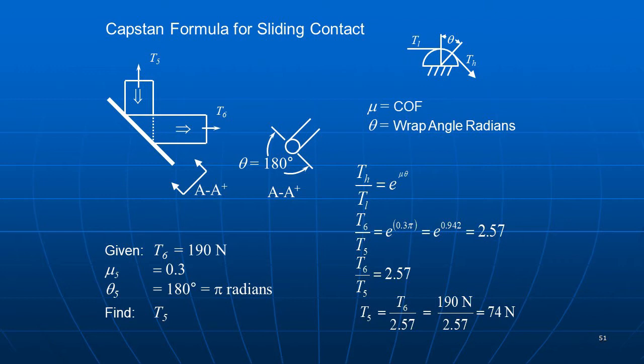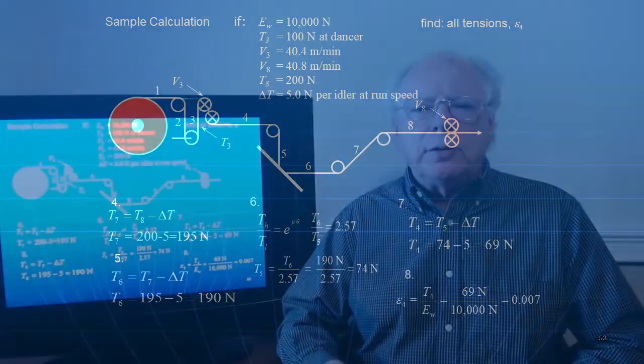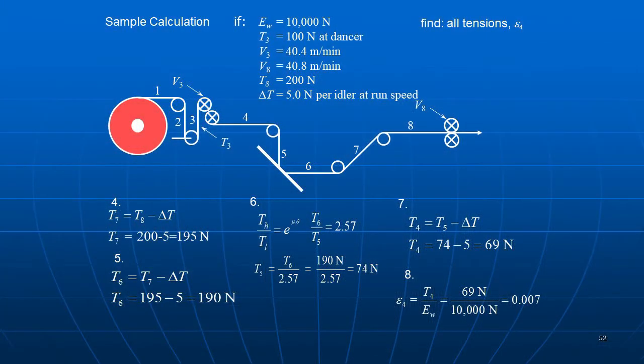And so we've lost almost 120 newtons of tension sliding the web over that turn bar. So definitely idlers are much better, with lower drag than sliding contact. If we go to use this in a calculation, we're back to our web path. We've got our same 200 newtons in span 8. We subtract 5 newtons and we get 195 in span 7, 190 in span 6.